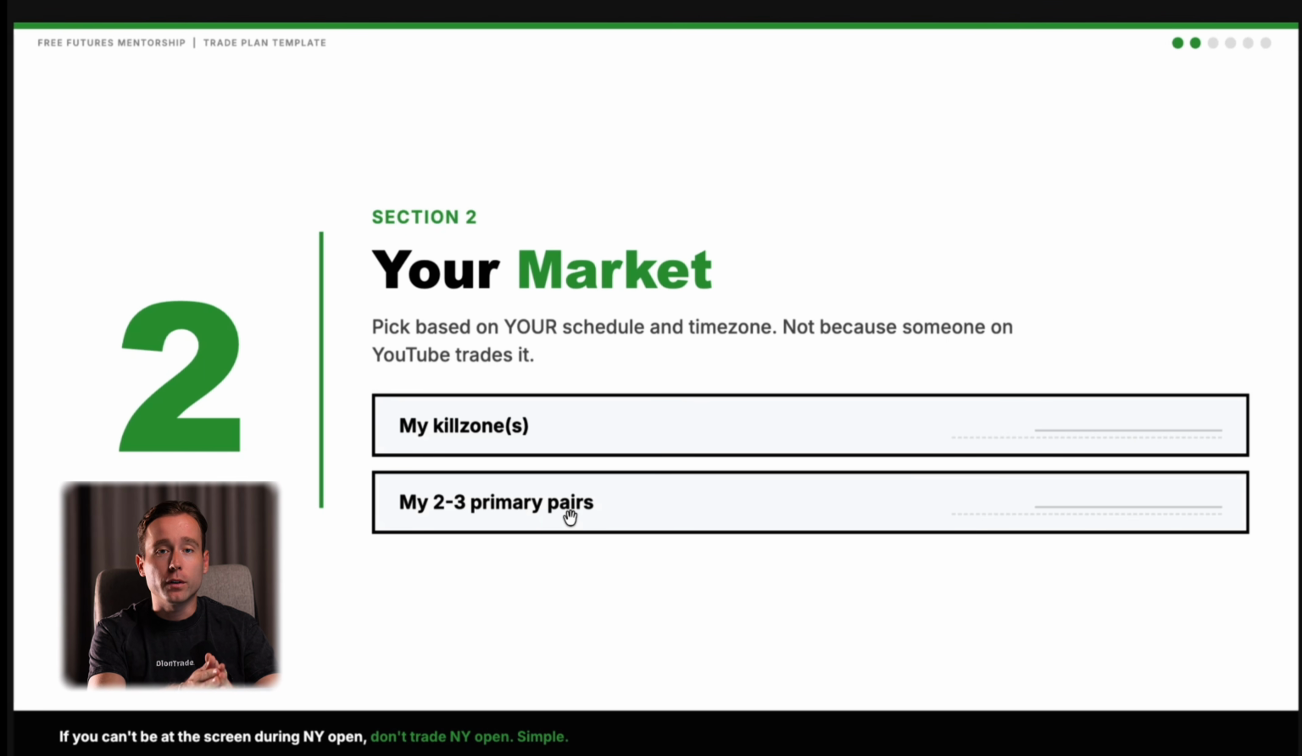If you want to, for example, trade the US indices like NASDAQ, make sure you can trade the New York Open. If you want to trade the London session, you can trade, for example, the DAX, the German index, or the Euro and GBP pairs. So a simple rule is: if you cannot be at the screen during the New York Open, just don't trade the New York Open.